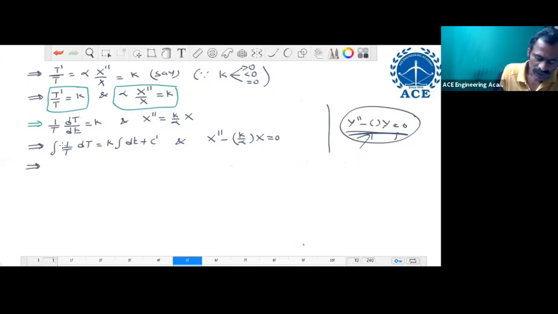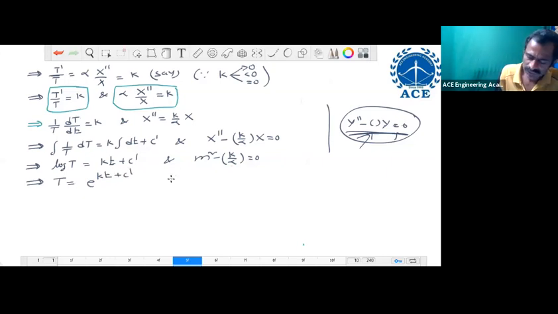Which implies log t equals kt plus c dash. Here the auxiliary equation is m square minus k by alpha equal to 0, and we require the solution t only, so write t in terms of the other terms. T equals e power kt plus c dash. Here m equals plus or minus root of k by alpha.